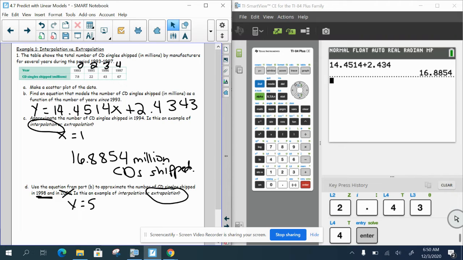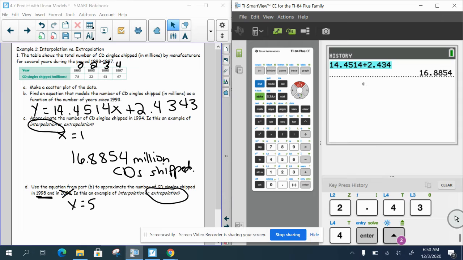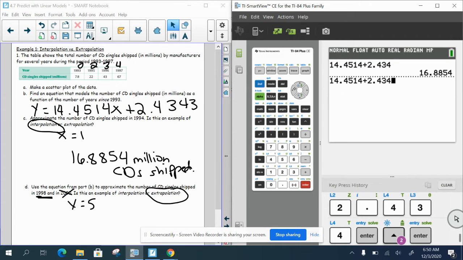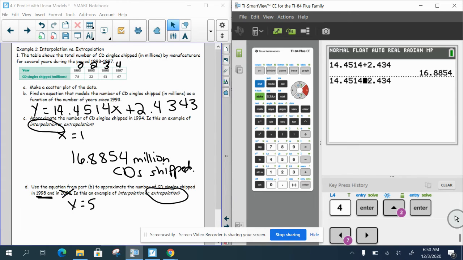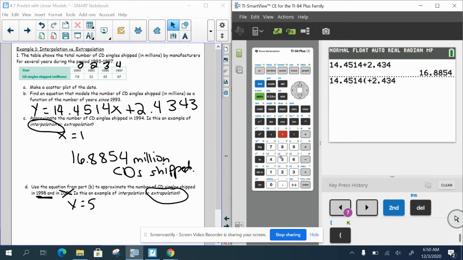So here we're going to plug in 5. Instead of writing out this whole thing, here's a little trick. You can go up to it, have it highlighted, and press enter, and then you can edit it. If you want to edit it, you'll have to use the insert button here. You can't just type in a number because then it'll let you get rid of the plus sign. So the insert button is right above the delete: you press second, insert, parentheses, 5. You want to multiply by 5, and then close parentheses.